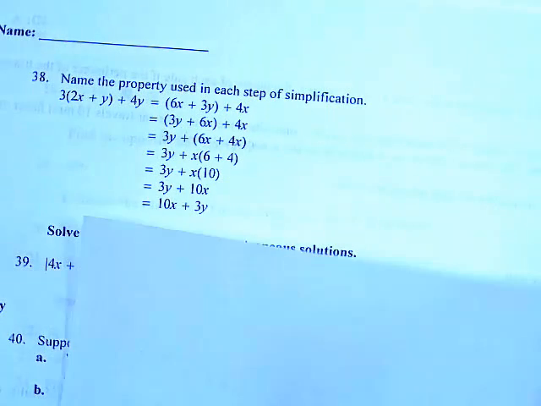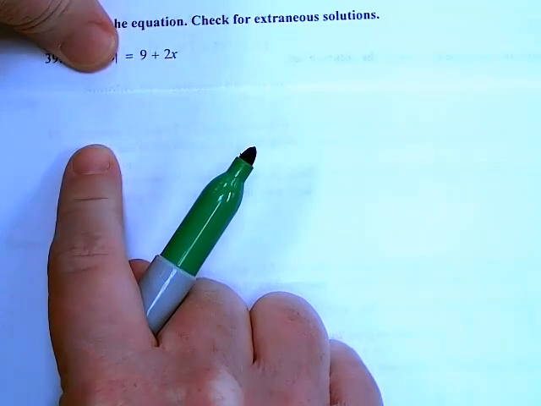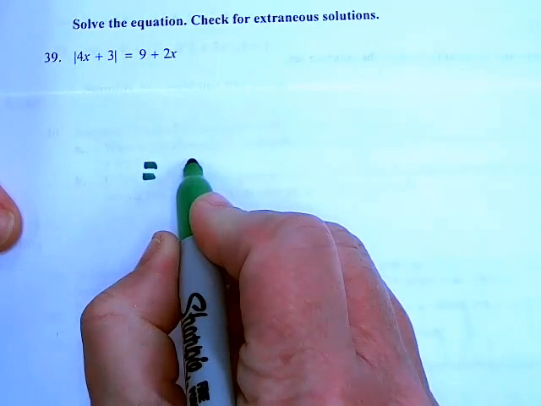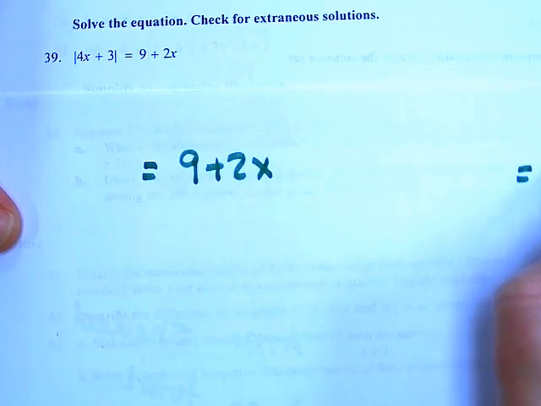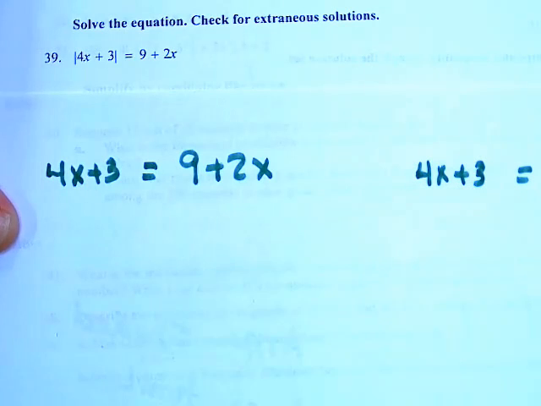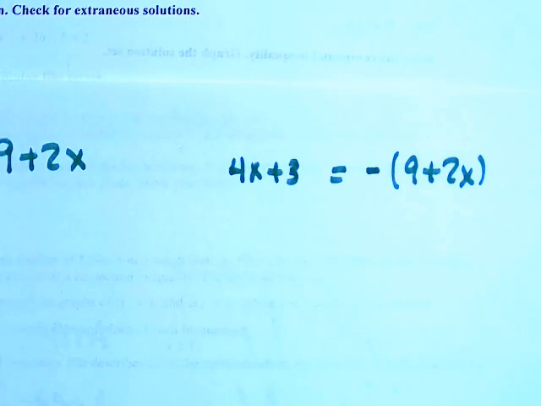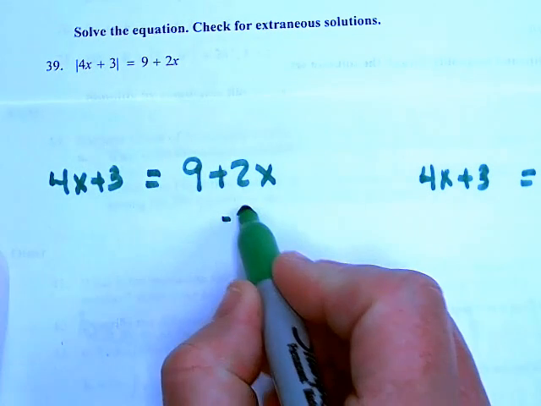Number 39 says to solve the equation and check for extraneous roots. So tell me how to set this one up. The stuff under my finger is equal to 9 plus 2x, or it is equal to the opposite of 9 plus 2x. Now look at how I did that. I put that entire thing in parentheses. That negative on the outside is going to apply to all those parts.